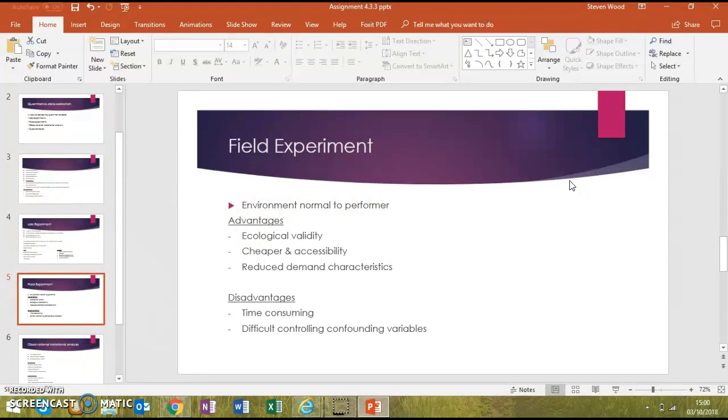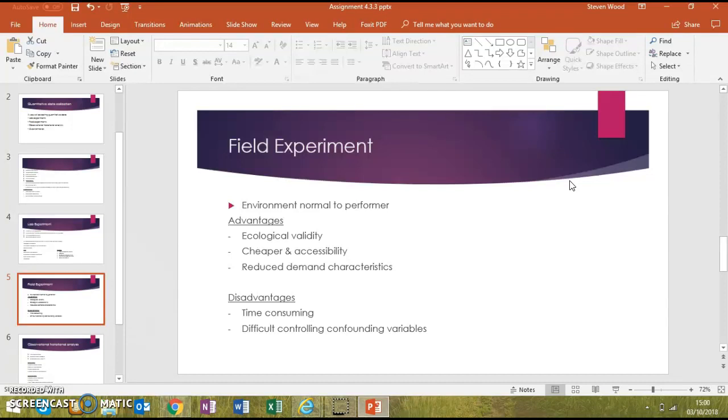So, for example, a British gymnast, if they're tested in their local gymnasium or wherever they perform their local gymnastics, that will be an environment that's more normal to them rather than in a lab. An advantage of this is it's more ecologically valid, which means the participant is doing what they do in a natural environment that they're used to, which increases the validity.